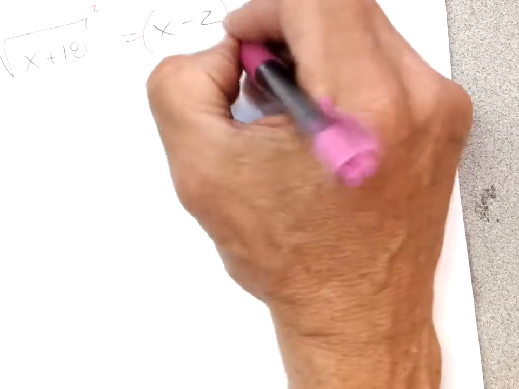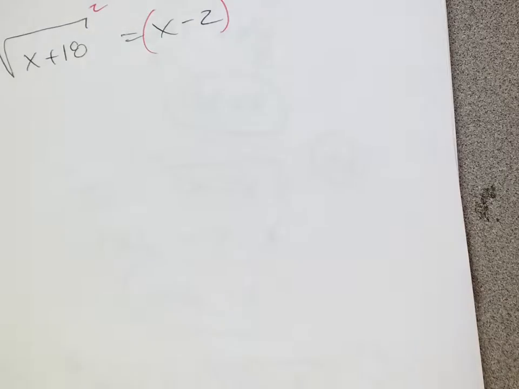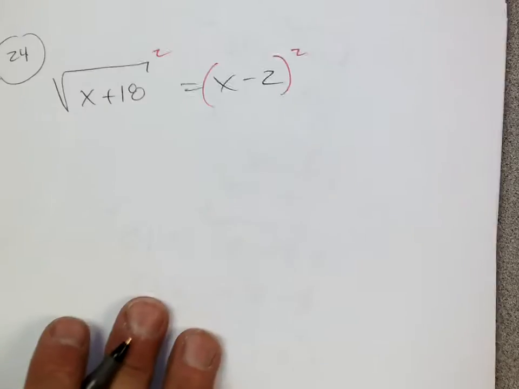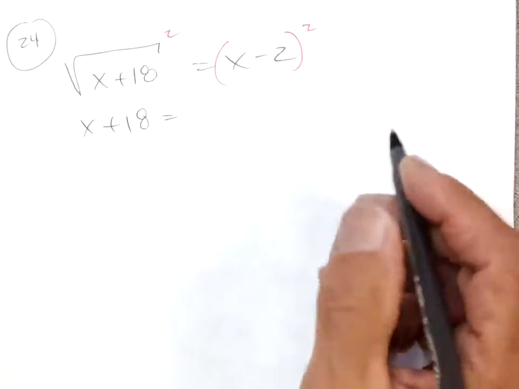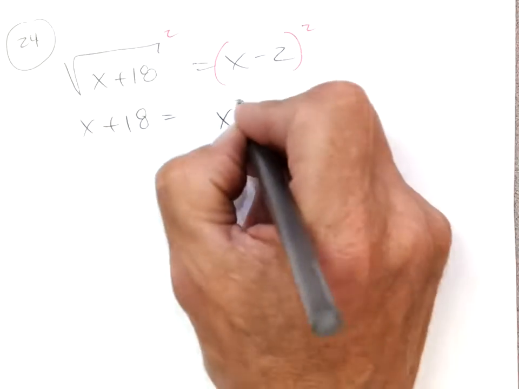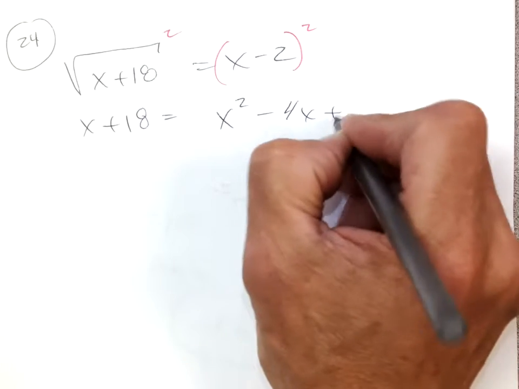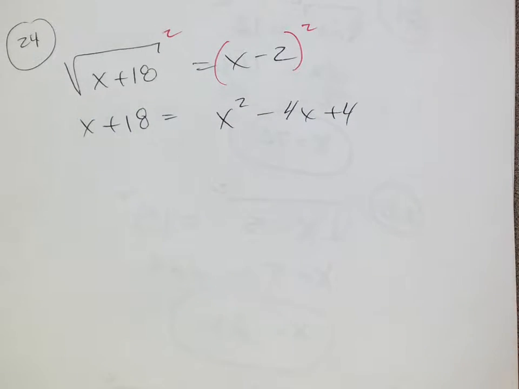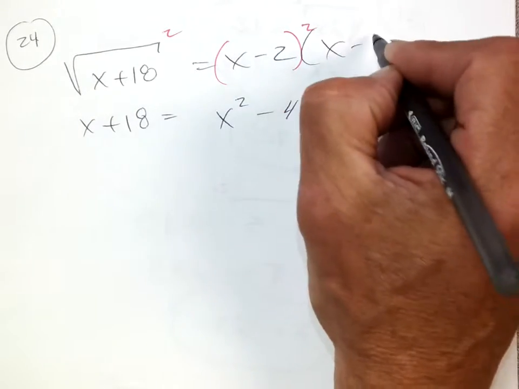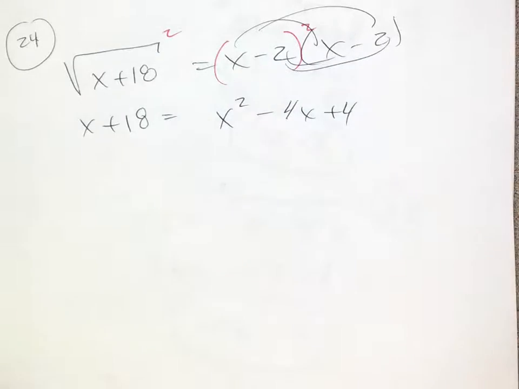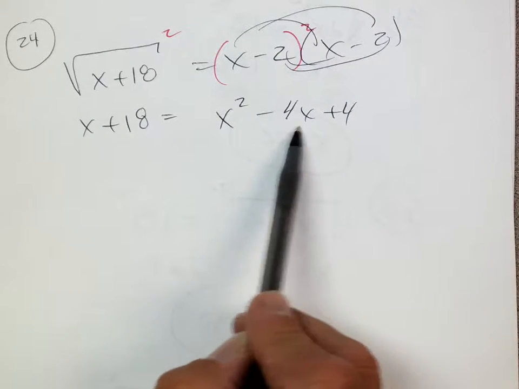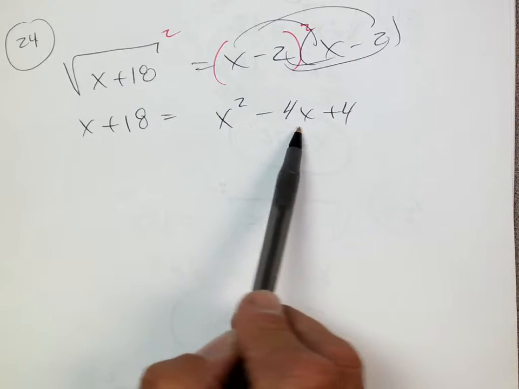Square both sides. But I gotta square this whole thing, right? How am I doing? X plus 18 equals, you ready? This will be x squared minus 4x plus 4. Wow, where'd that come from? Just did a little foiling, but I foil in my head because I know how to do my double smiley, right? See where my 4x comes from my double smiley, right?